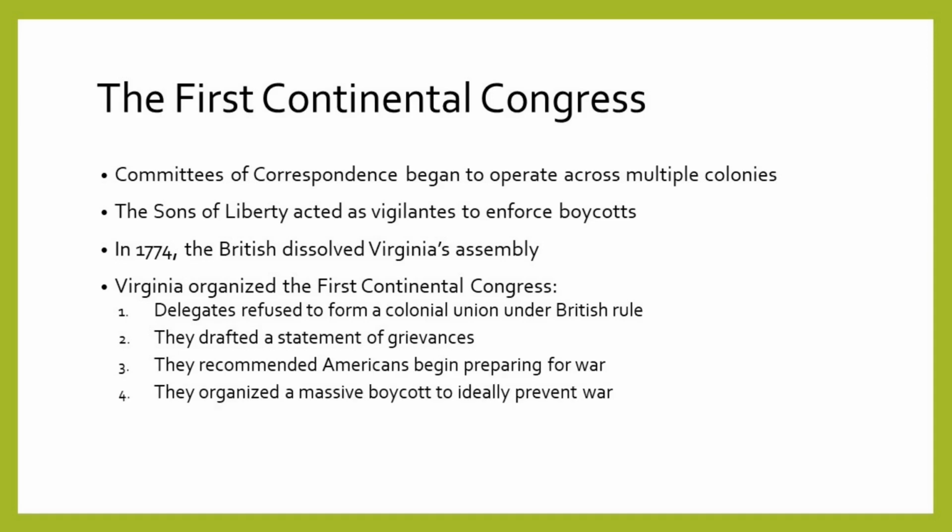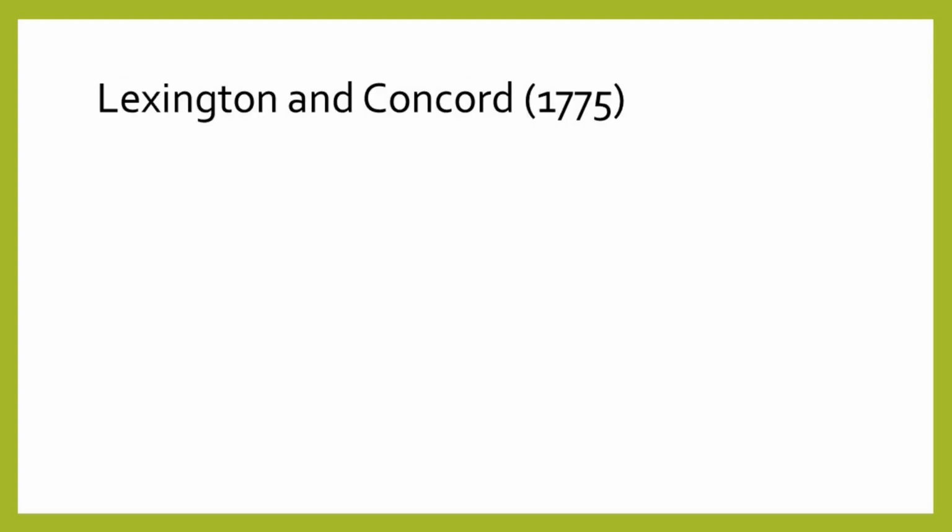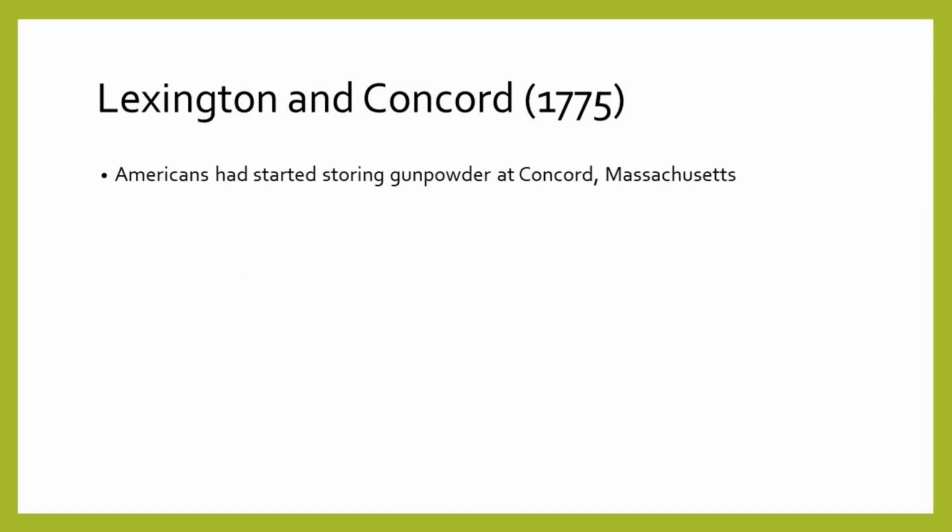Number 4, they agreed to cut off essentially all trade with Britain in hopes of using economic pressure to force concessions before a war broke out. And number 5, they agreed to meet again the following spring, indicating that the Continental Congress would be essentially a standing, unified government for all of the colonies. Parliament's response, the conciliatory propositions, would not reach the colonies until after the first shots of the war were already fired. In 1775, Americans were storing a large supply of gunpowder at Concord, Massachusetts.